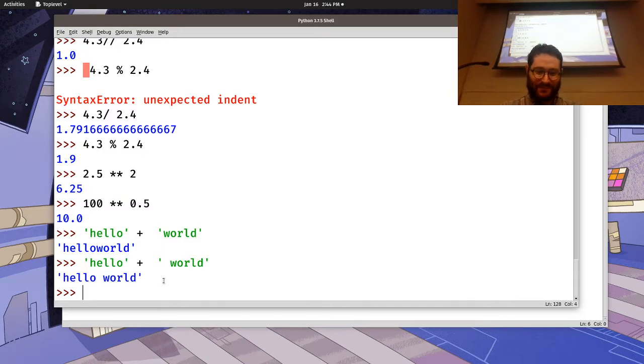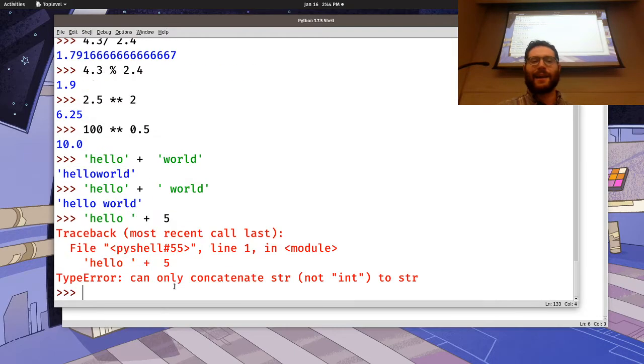So, all right, we did the addition operation with strings, and that just glues stuff together. You can get into an issue where you might want to combine a string and an integer, and you can do this in other programming languages. This is one of the nuisances in Python: if you're coming from another programming language, you might expect this to print out the string hello and 5, but it says you can't combine strings and integers. You can only combine strings and strings.